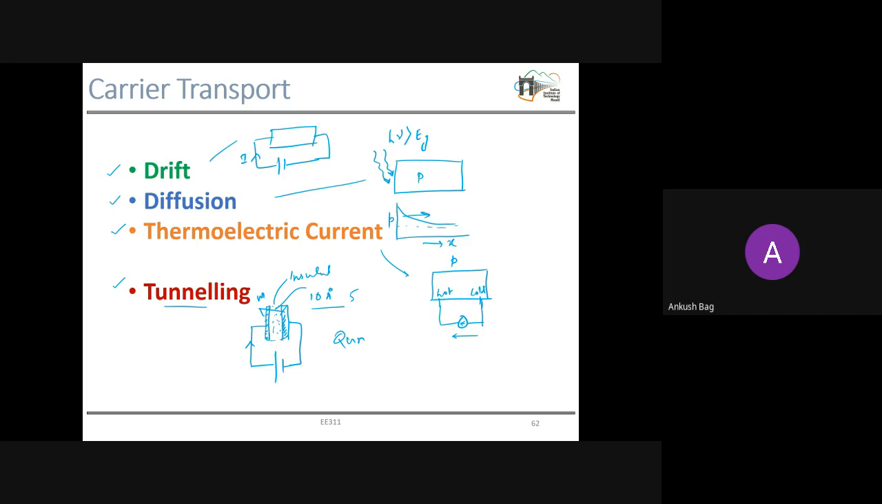So there could be current. This is your quantum tunneling, and here electrons are waves, not particles. That means tunneling is a purely quantum mechanical phenomenon where electrons are waves. And what about these three? These are called semi-classical transport.